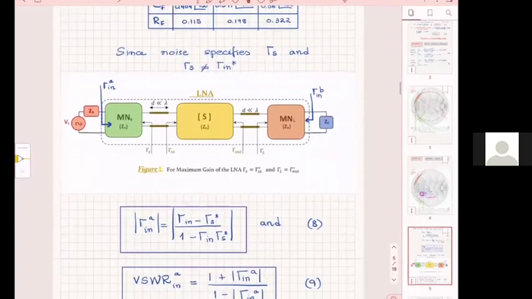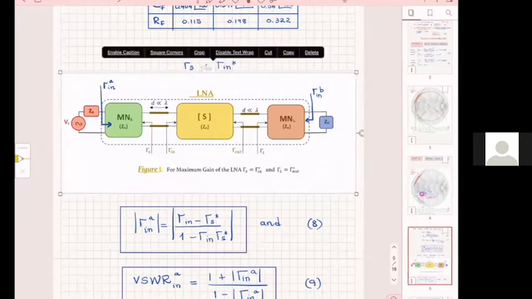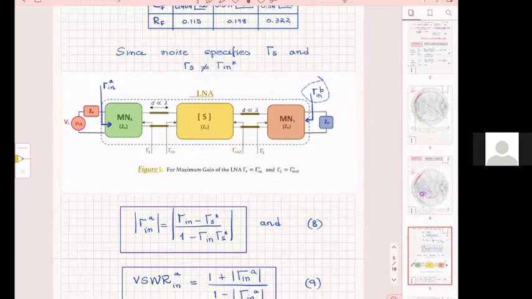Now we have to talk about the VSWR. And now is where we introduce two more reflection coefficients. One reflection coefficient is here, and that's the input reflection coefficient right after the source. And the other reflection coefficient is there. So gamma in on the A port really shows how much reflection you're going to get from your design.